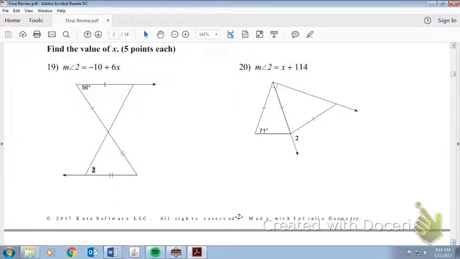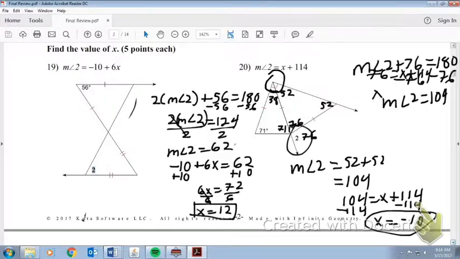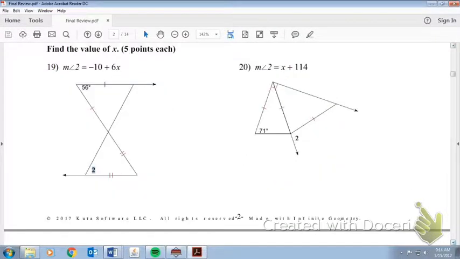Alrighty, so these are exploring isosceles triangles and interlocking isosceles triangles. These are tough, so pay attention. If it starts getting confusing, go back and watch it again. Because if I just jumped to the end of this, it looks like a hot mess, and we don't want that. So we are looking for the value of x.